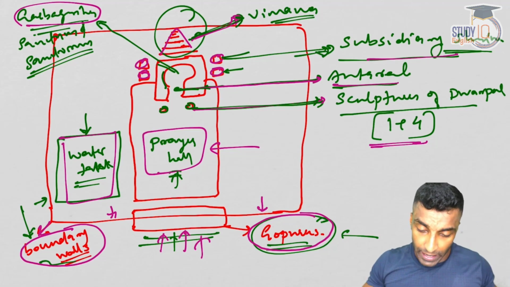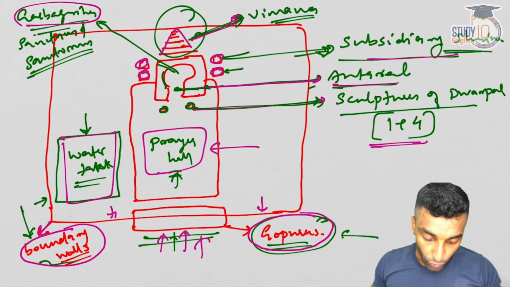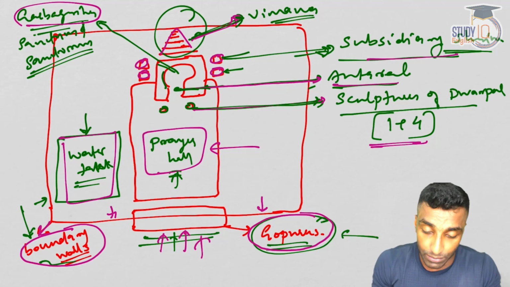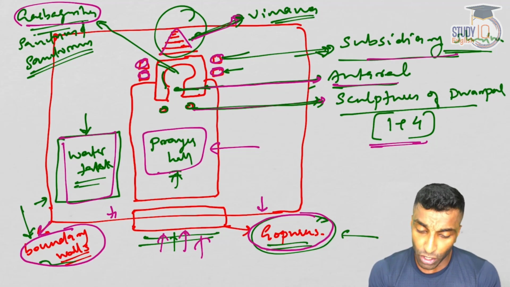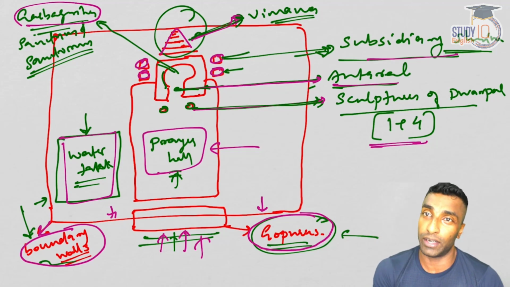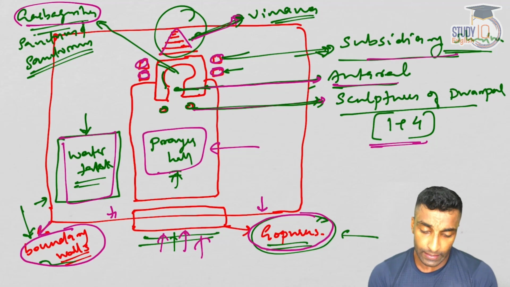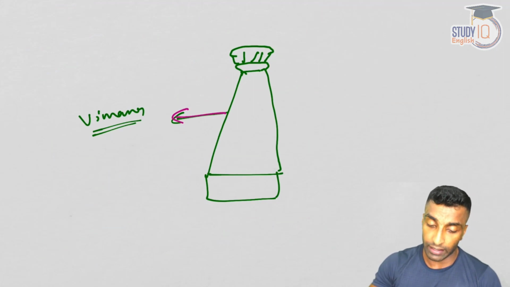So guys, I hope everything I've explained is clear: these subsidiary shrines, antaral, sculptures of Dwarpal, Gopuras, prayer hall, water tank, boundary wall, Garbhagriha or the sanctum sanctorum, Vimana. Okay, so if you compare, the Panchayatan style is common. Instead of Vimana, there it was Shikhara. There also the prayer hall is known as Mandap. The sculptures kept there are of Mithun, river Ganga, Yamuna, etc. And ambulatory passages are there, here also.